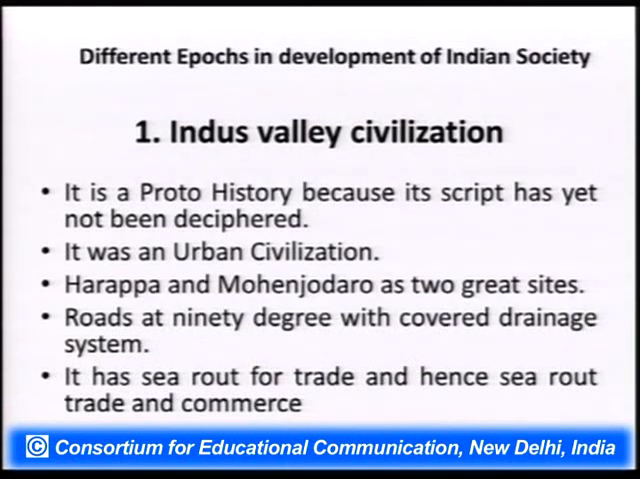The roads were at 90 degrees. As you all know, in different urban centers we have pakka roads, but here we see the roads were at 90 degrees. It also had sea route trade, and of course commerce was through the sea. So this is the first epoch in the making of Indian society. That means you can say the 4,000 years of history started with the Indus Valley civilization. Then this history gets more complex with the second epoch.